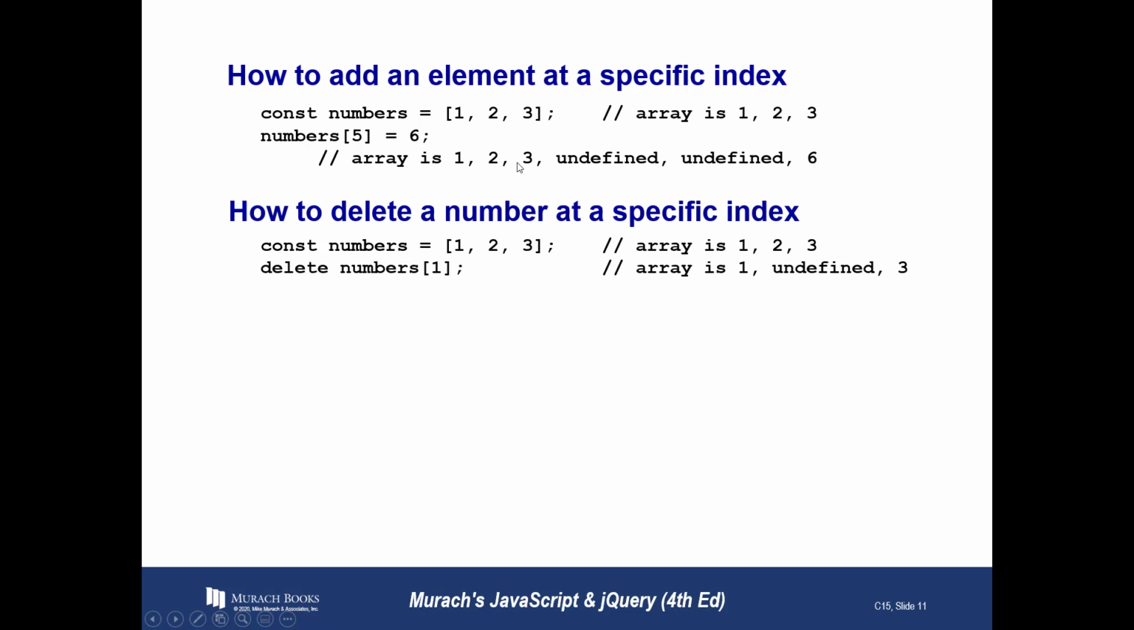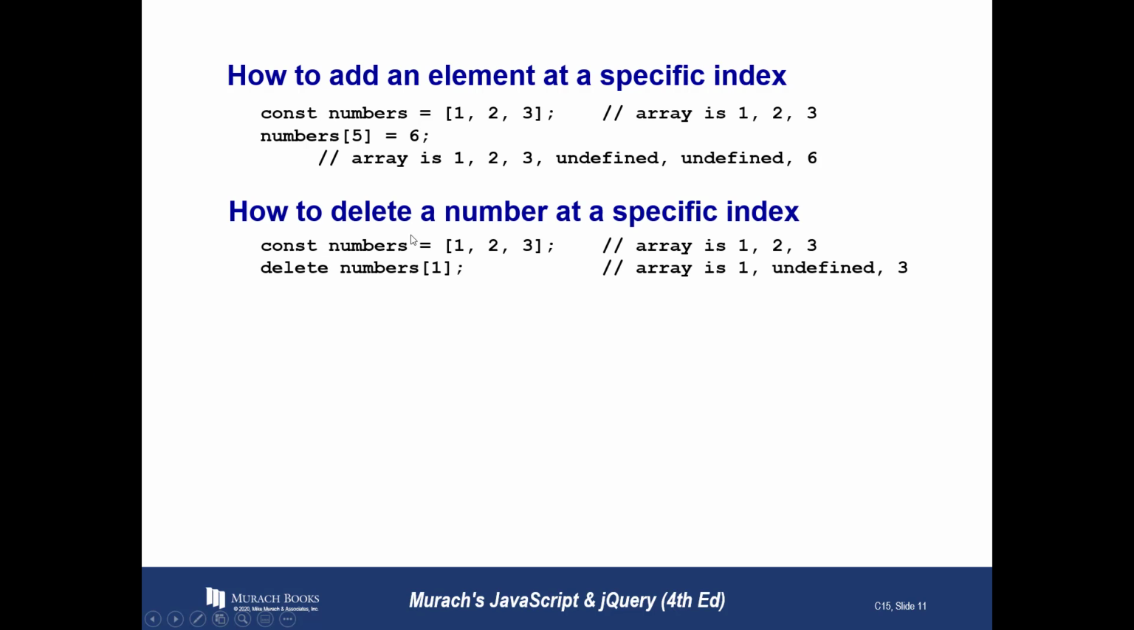You can also replace what's in a specified index. Now notice here in 5, 0, 1, 2, so 3 and 4 don't have anything in them right now, but in 5 we put a 6. So it's 1, 2, 3, undefined, undefined, 6. A little strange, but that's the way it works.